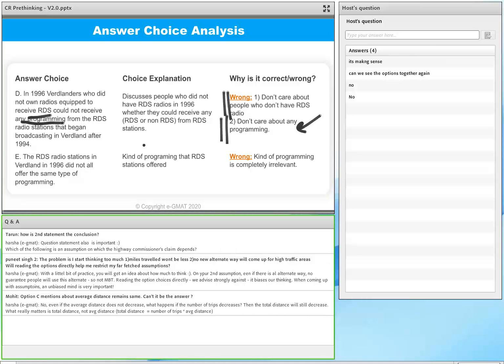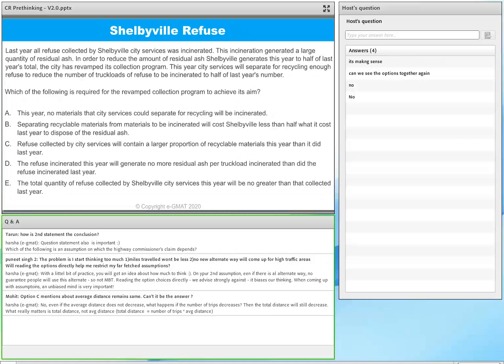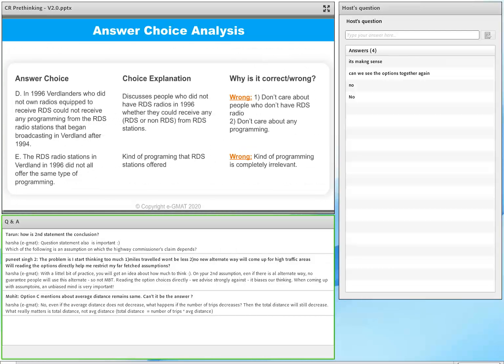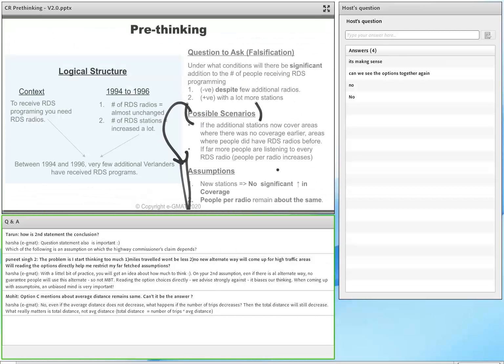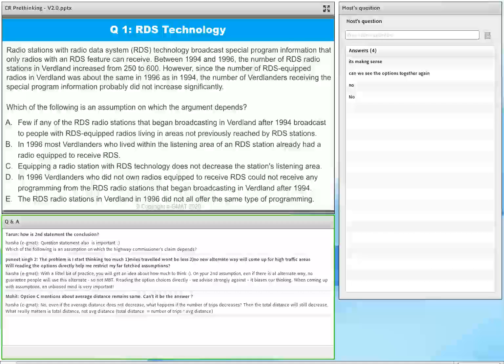Can you see all the options again? Let me see if I can get you the options over here. Let's see. Here are the options.